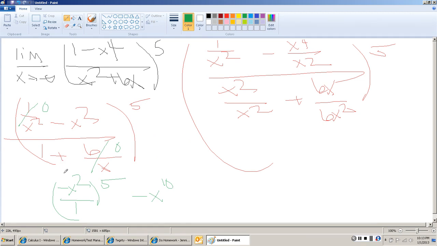But we can't have an infinity in the denominator, so we needed to get this 1 down here, so we had it up in the numerator. Infinity in the denominator is a problem.